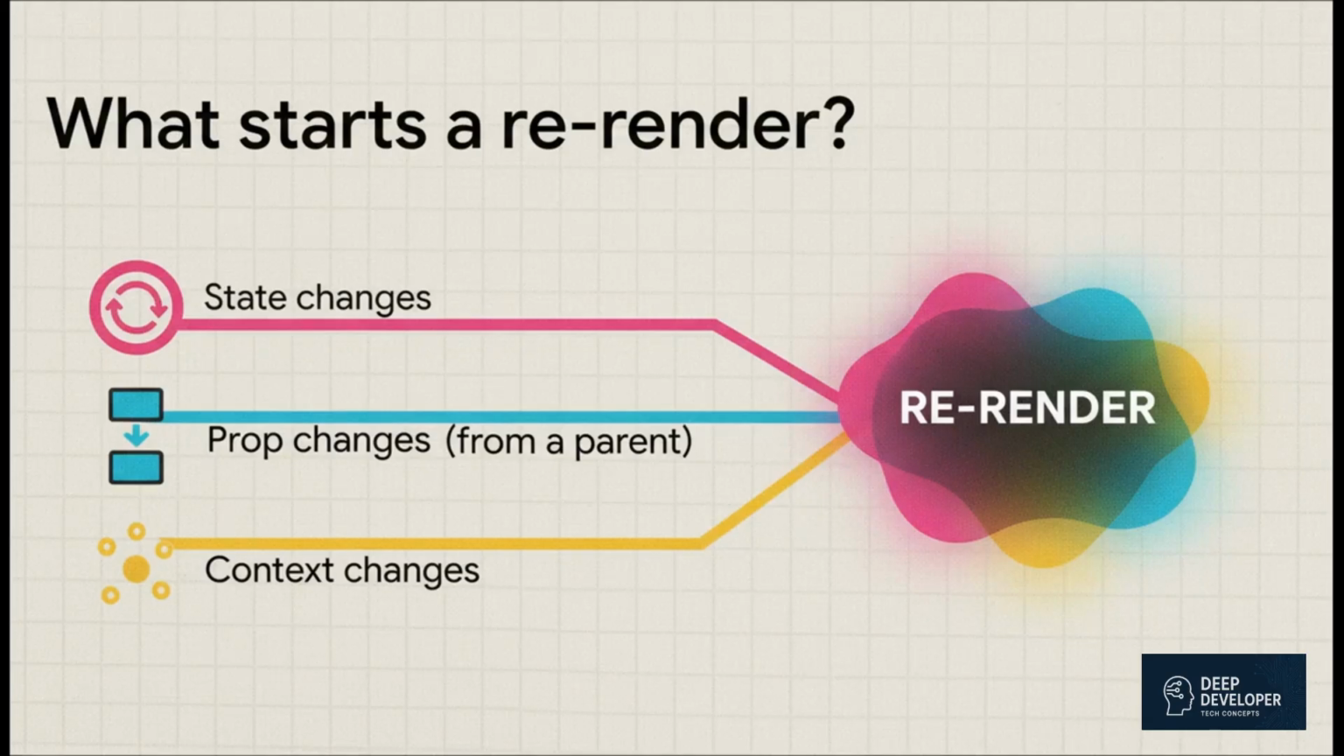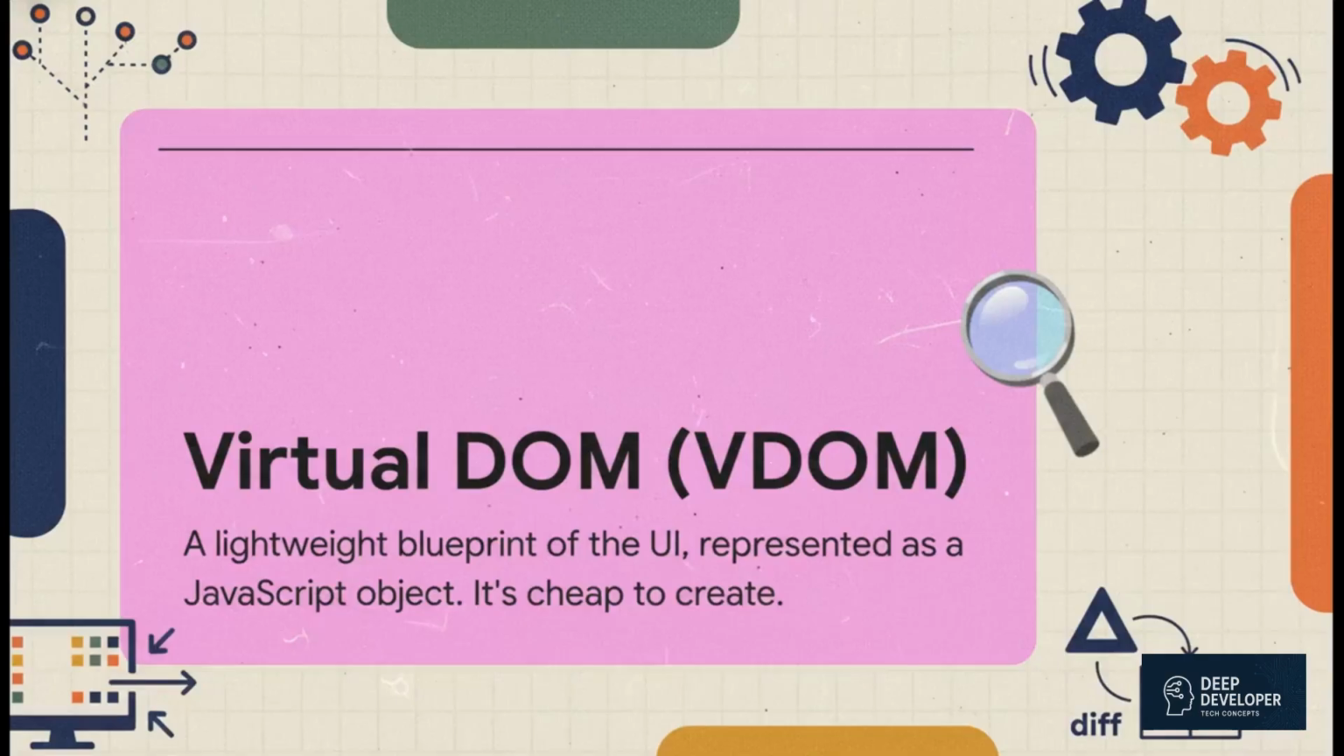So this is a crucial point, and it's a classic interview question. What actually starts a re-render in React? The answer is really simple, and you should know it by heart. It's one of 3 things: a change in that component's own state, a change in the props it gets from a parent, or a change in a context value it's listening to. That's the whole list.